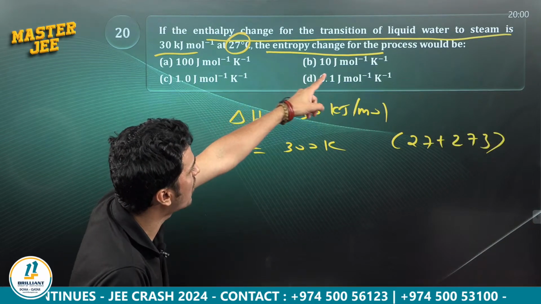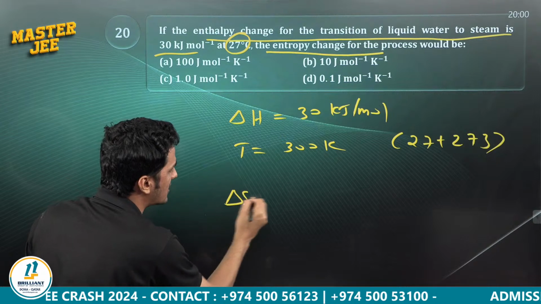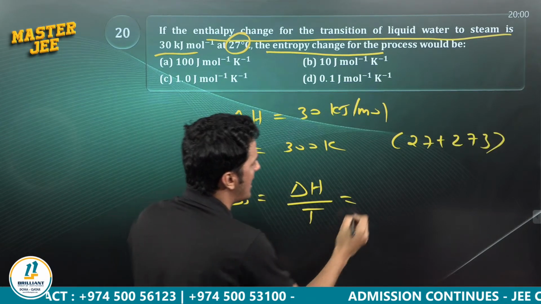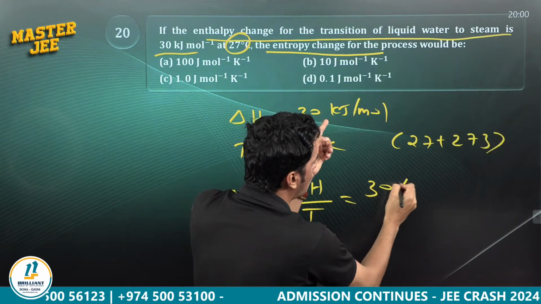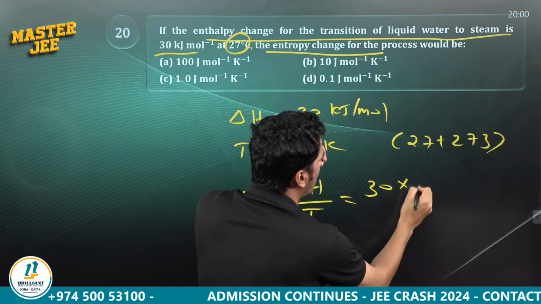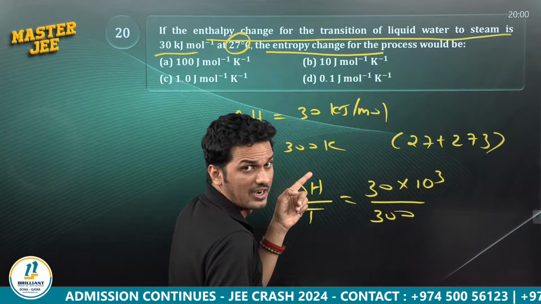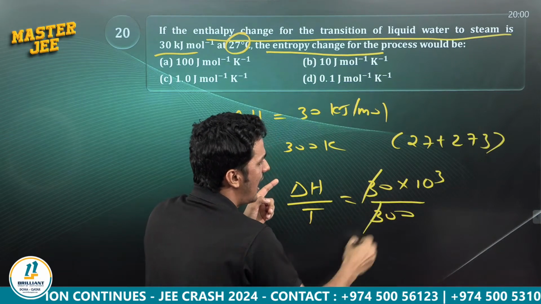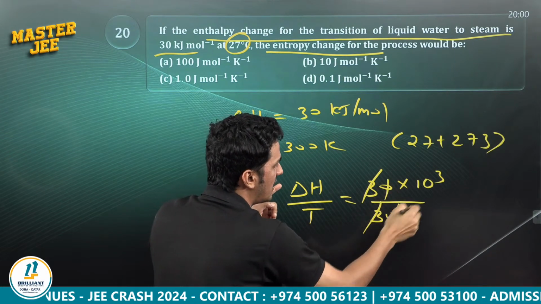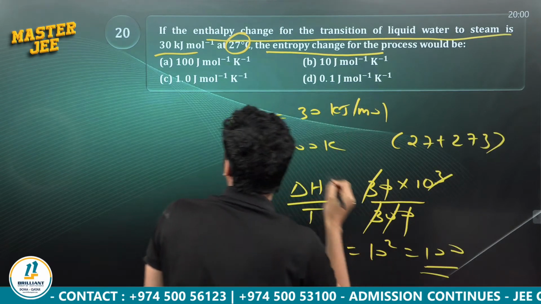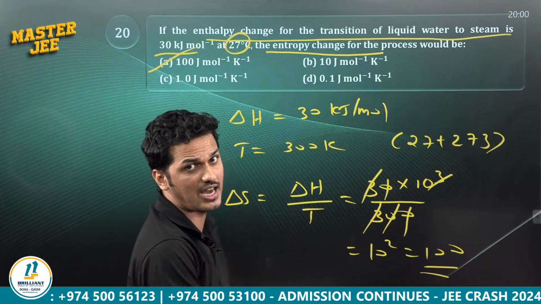They are asking you to find the entropy change. What's the entropy change formula? Delta H by T. What is delta H? 30 kilojoule. We have to make it into joule. So 30 into 10 to the power 3 divided by 300. We can cancel 3 and 0, and from 10, 10 squared is remaining. 100 is the answer. Option A is the correct one.